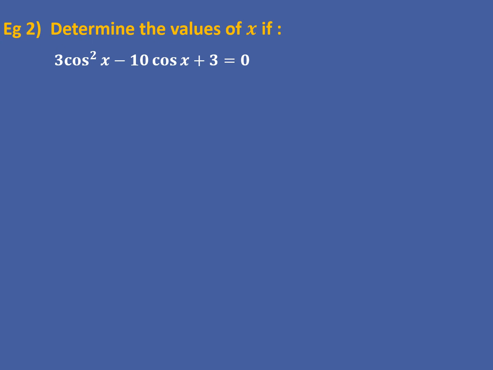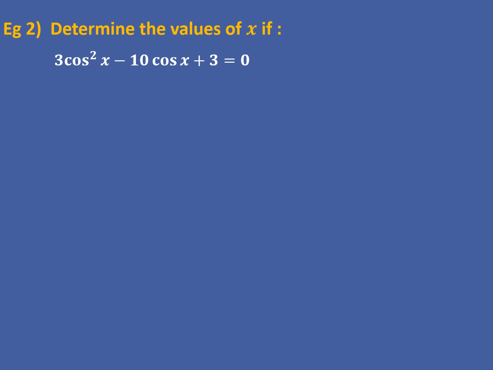Let's look at example 2. Determine the values of x if 3 cos squared x minus 10 cos x plus 3 is equal to 0. Now they haven't given me an interval to work with, so I can assume they're asking me for the general solution. Now with this one, I don't see a common factor.